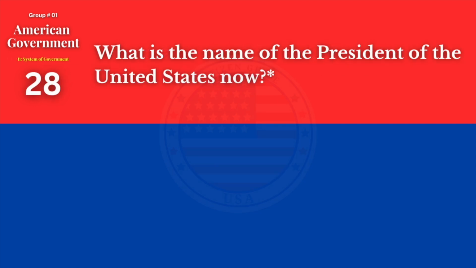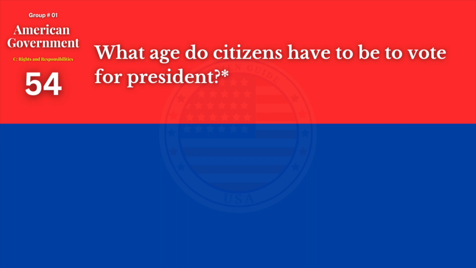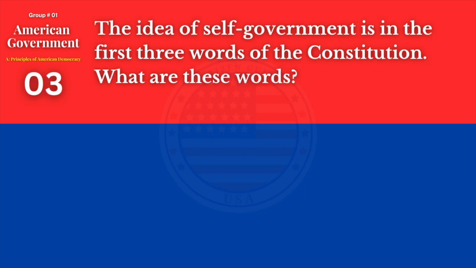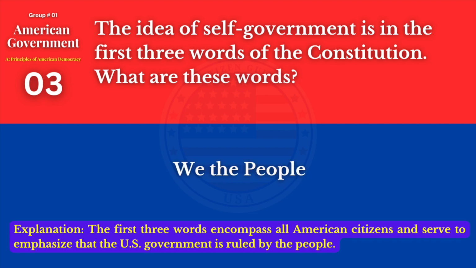What is the name of the President of the United States now? Joe Biden. What age do citizens have to be to vote for president? 18 and older. The idea of self-government is in the first 3 words of the Constitution. What are these words? We the people.